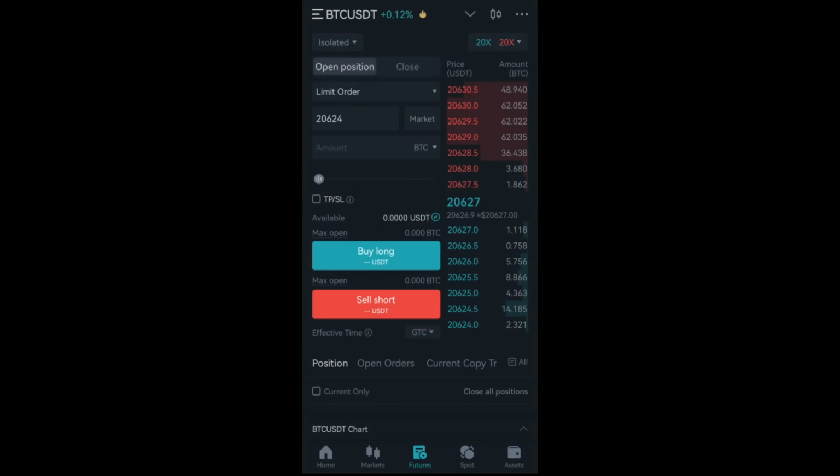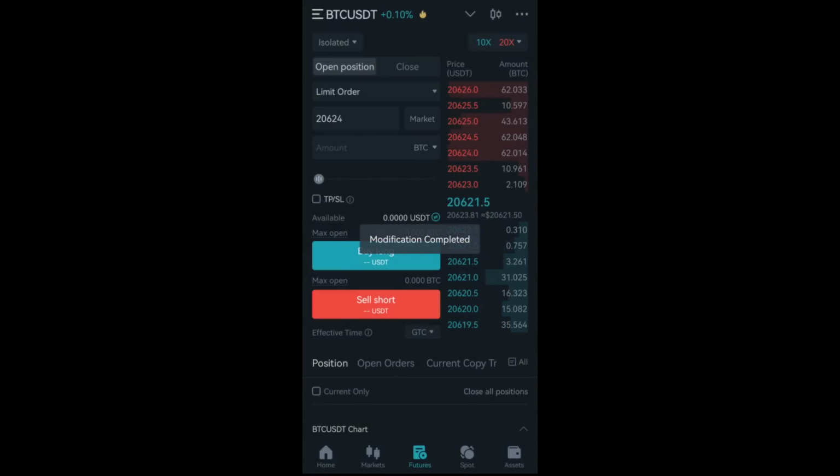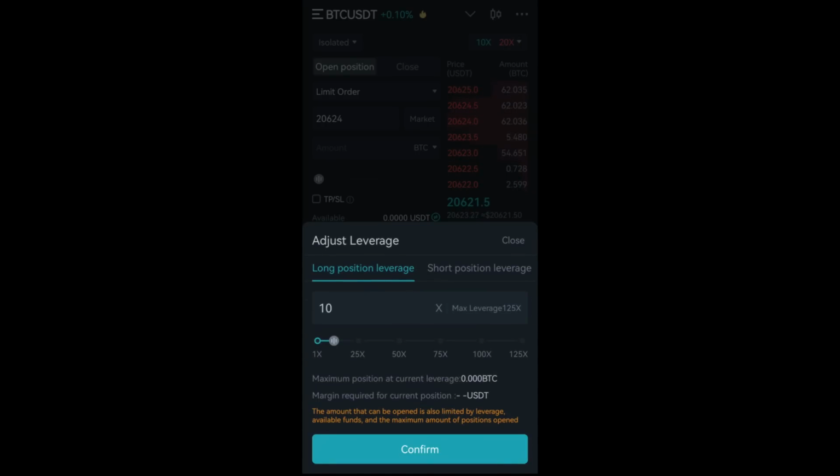Now in your right upper corner, you'll find something called 20x. This 20x is the leverage, and if you want to change it, just tap on this and you can adjust your leverage according to your needs. Guys, if you're new to leverage trading, I suggest you not go above 5x or maximum 10x. Once you set your leverage, click on confirm.